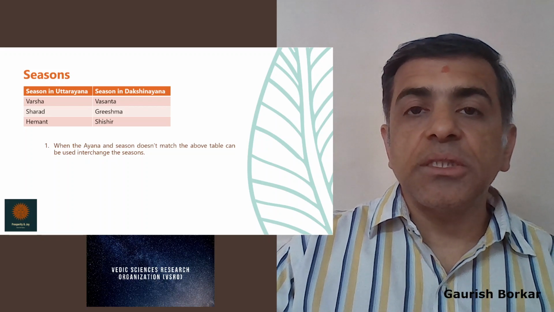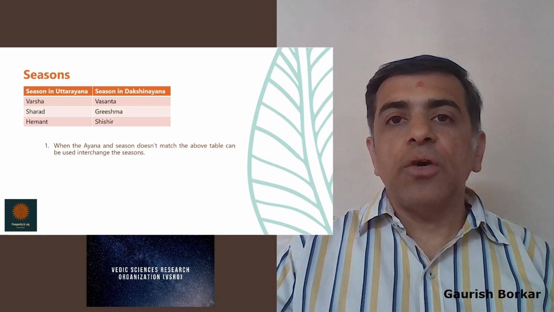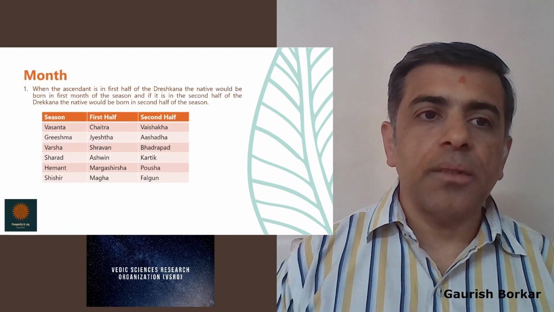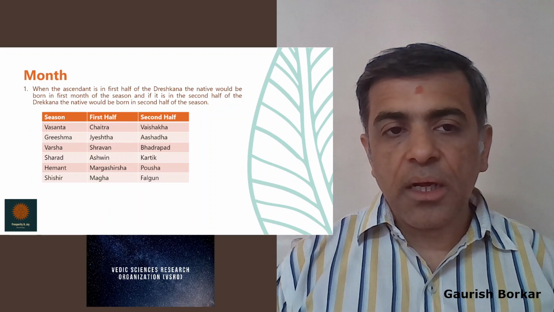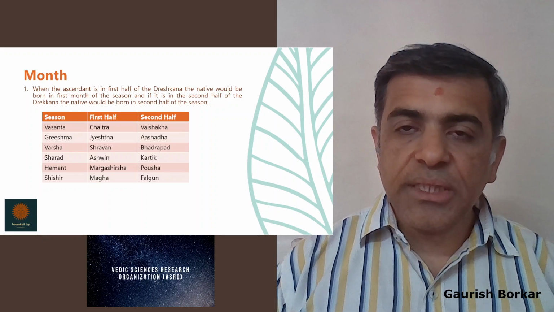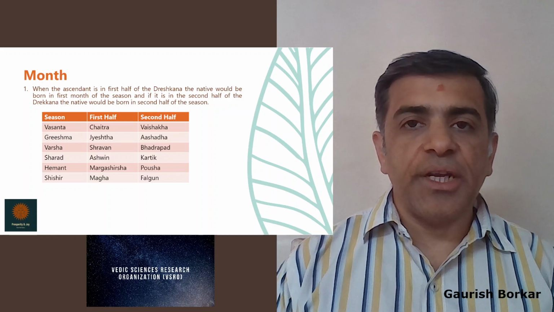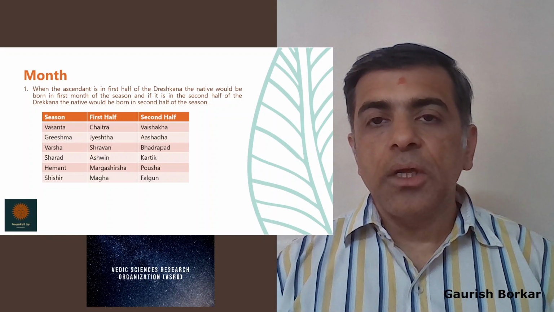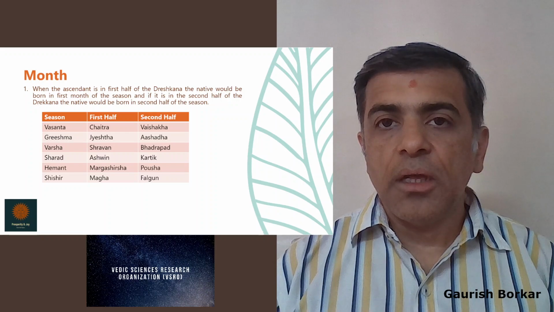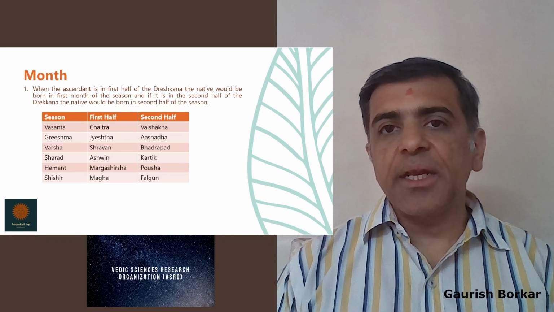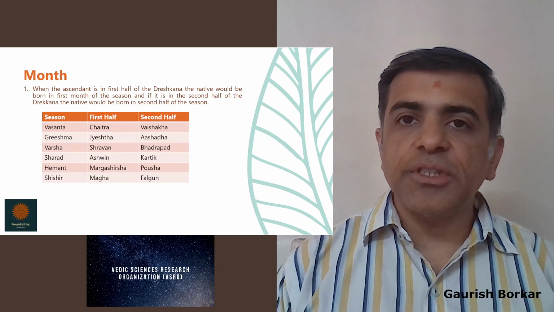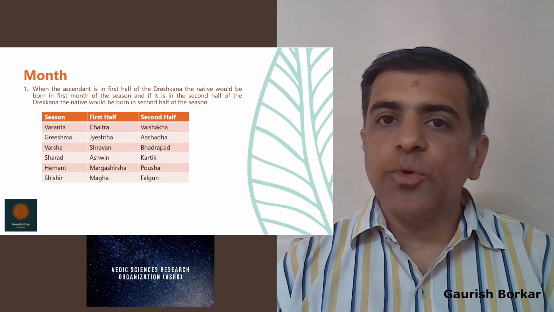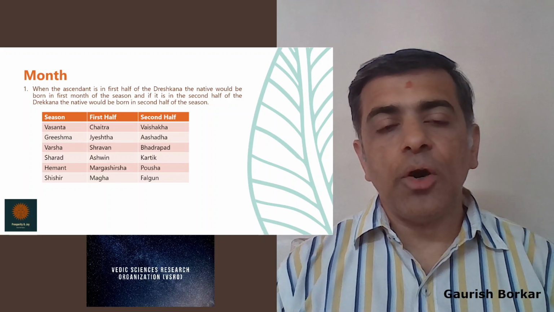Now the next question is, okay, we identified the season, now what about the month? So here they speak about the month. Dreshkana actually refers to the season, and now they say that half of the Dreshkana would be equivalent to a month, which is very natural. The Dreshkana is of 10 degrees, so half of it is 5 degrees. So the first 5 degrees would be equivalent to the first month, and the other 5 degrees would be equivalent to the second month of the season.